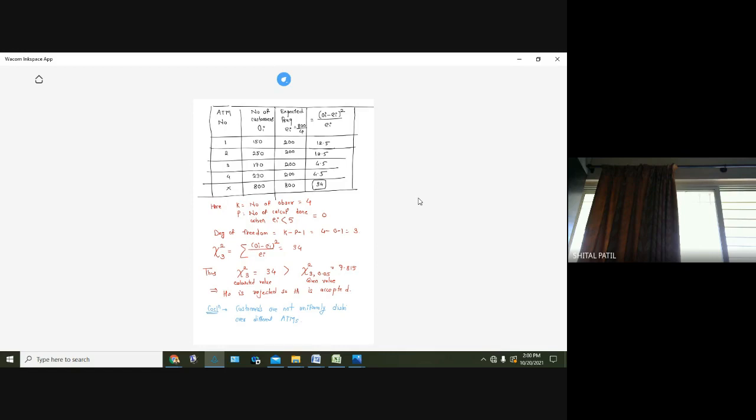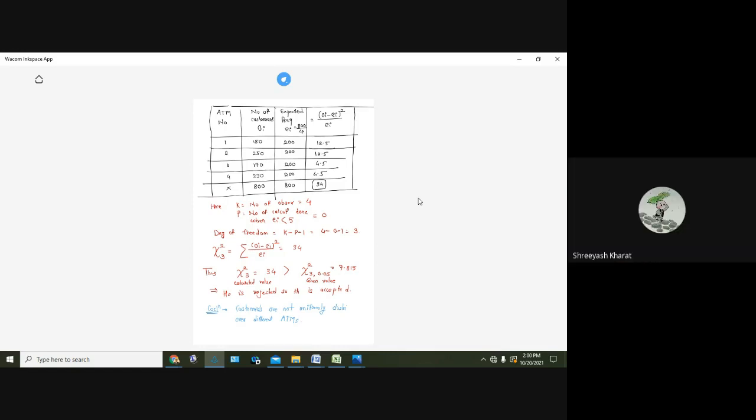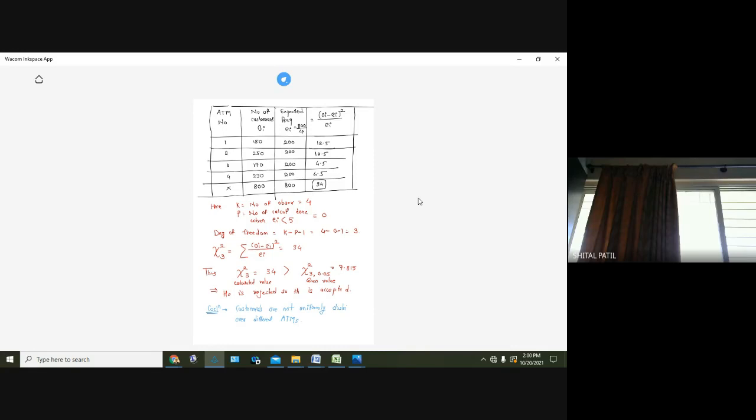Have you understood the table? Yes, sir. How this 200 is obtained, have you understood now? How expected frequencies are obtained? If 200 customers are there for every ATM, then it will be uniformly distributed. From there it is obtained. Then using that, the last column is obtained: OI minus EI whole square divided by EI. And their addition is 34. This is okay? Yes. This is okay? Yes, sir. H naught is rejected.